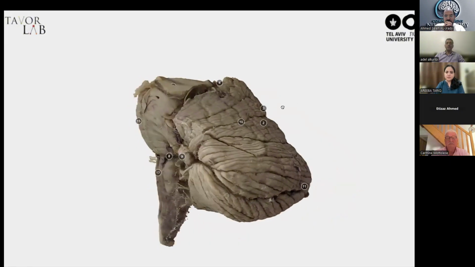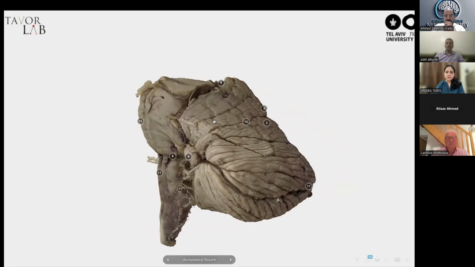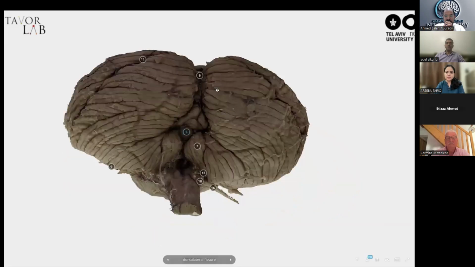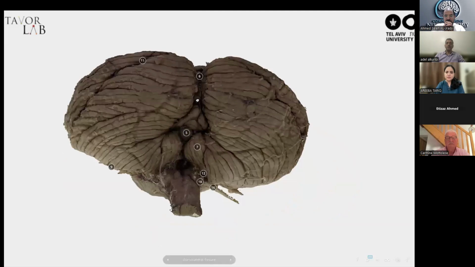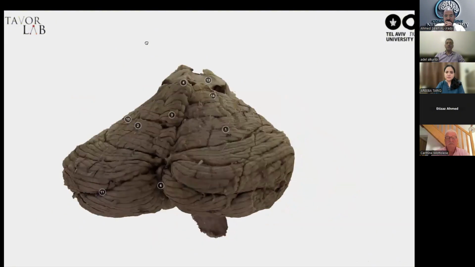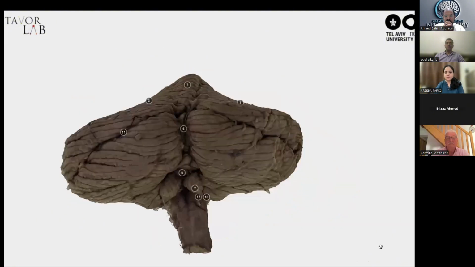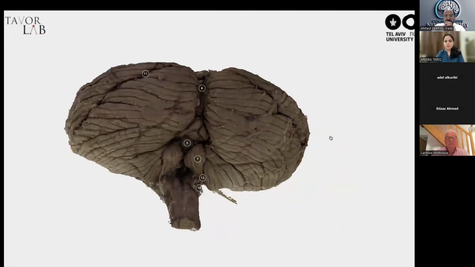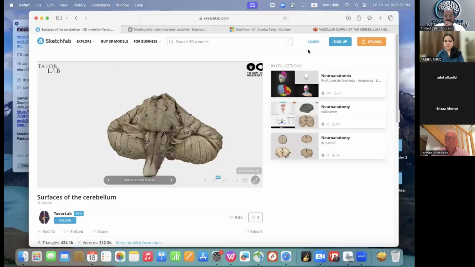The surface that is hidden beneath the tentorium is known as the tentorial surface. And the surface that is covered by the occipital bone is known as the suboccipital surface. So the three surfaces of the cerebellum are the tentorial surface, the suboccipital surface, and the petrosal surface. Now, why is this important? Because this will help us in understanding the arteries that are supplying these parts.